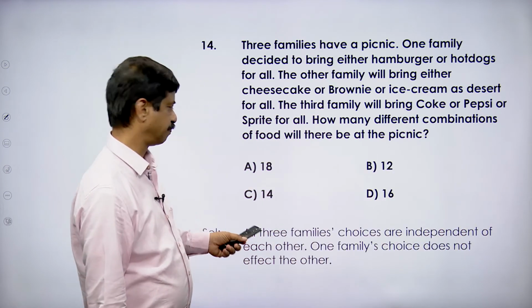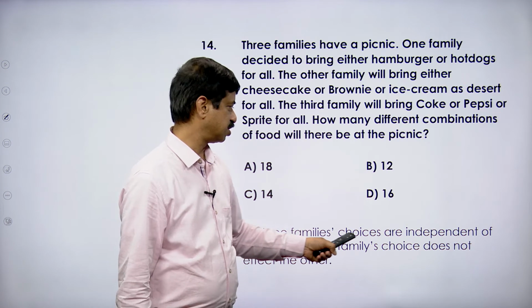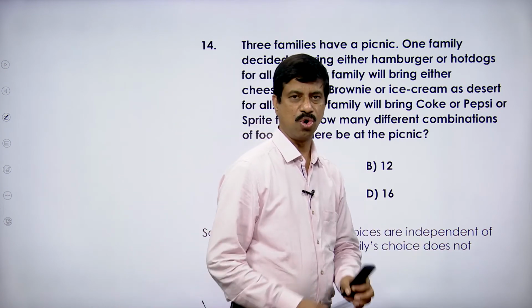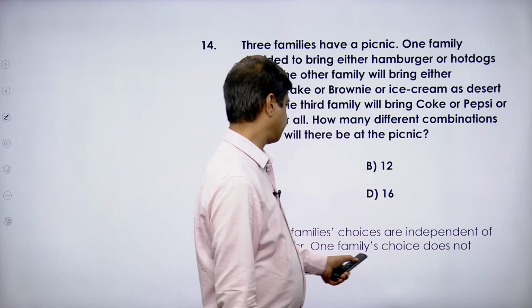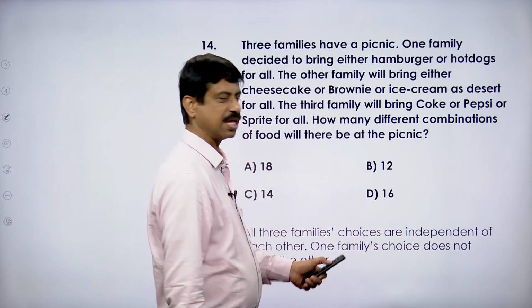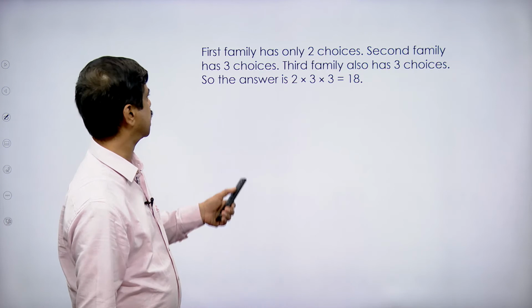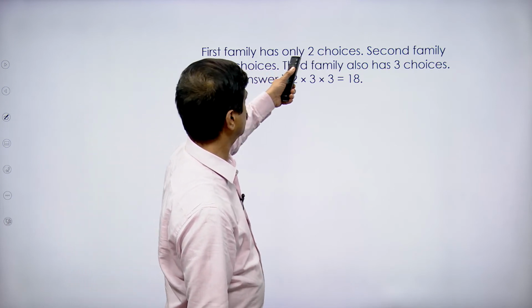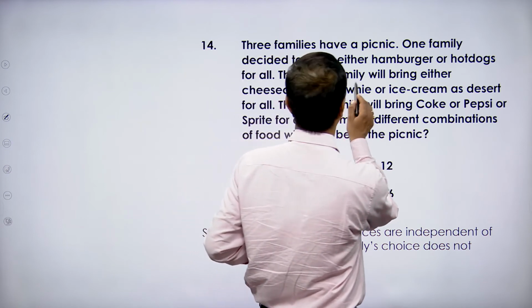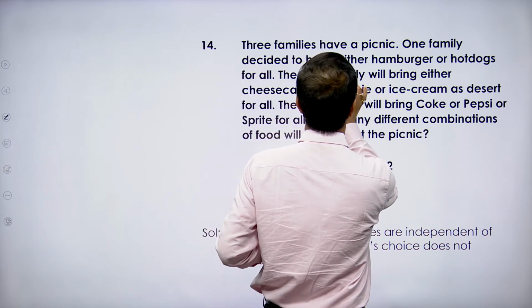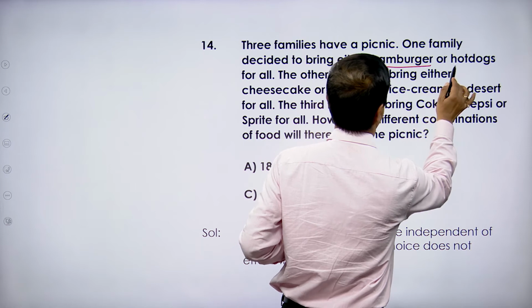So look at this. All 3 families' choices are independent. So no family will depend on the other. One family's choice does not affect the other's choice. Okay, that is very clear. First family has only 2 choices. What all are the 2 choices? Either hamburger or hot dogs. Only 2.